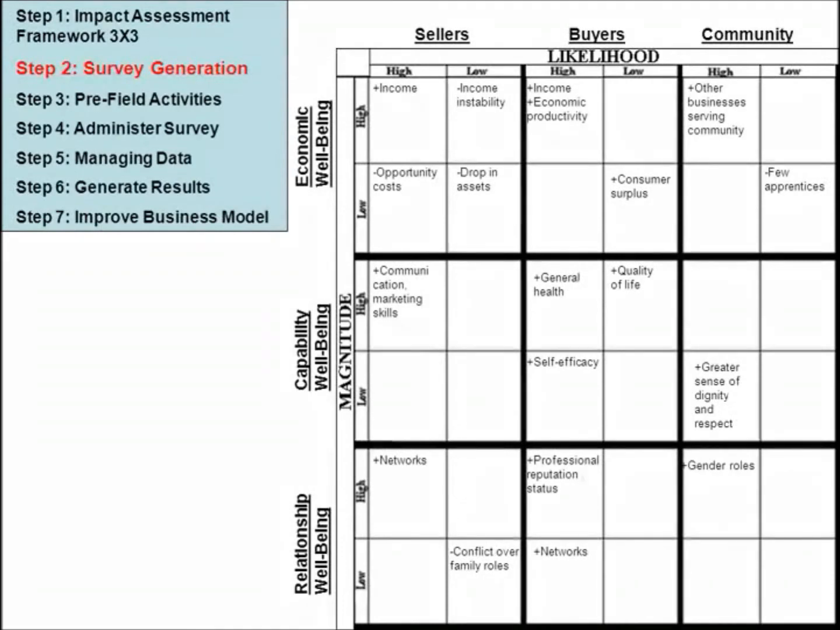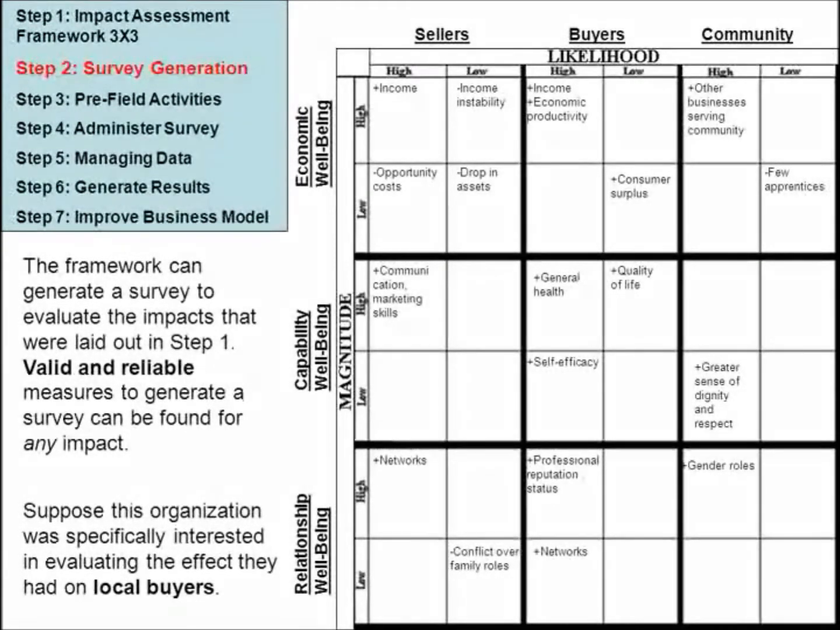The next step would be for the organization to design a survey to measure the major impacts identified through strategic analysis. The process of generating survey questions involves referring back to the 3x3 from step 1. In order to measure the high magnitude and high likelihood impacts, a pre-existing set of evaluation criteria should be found for each impact. If no relevant indicators exist, simple baseline questions can be developed by the organization's team.